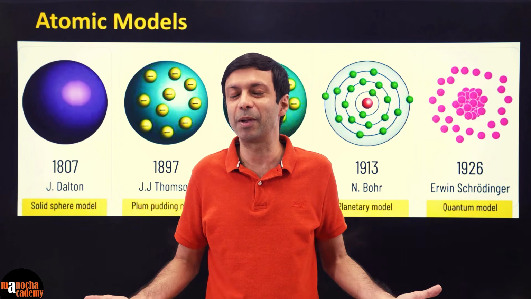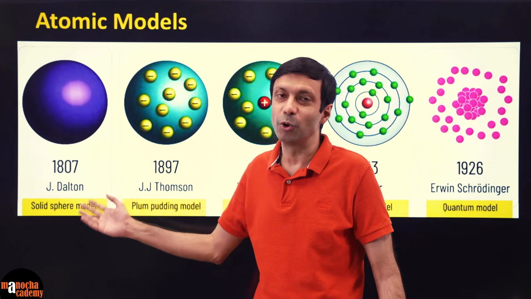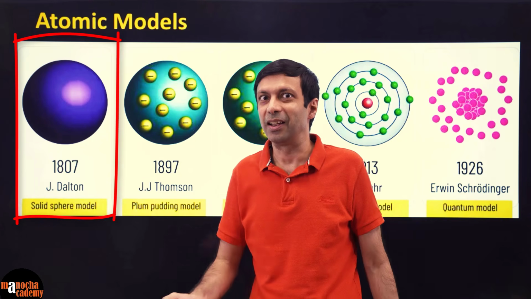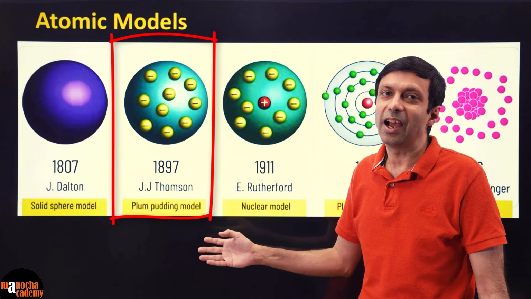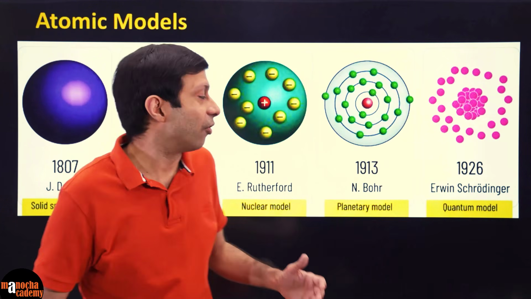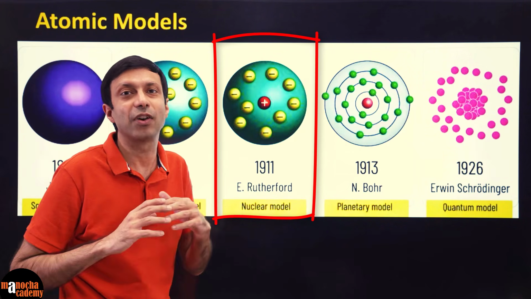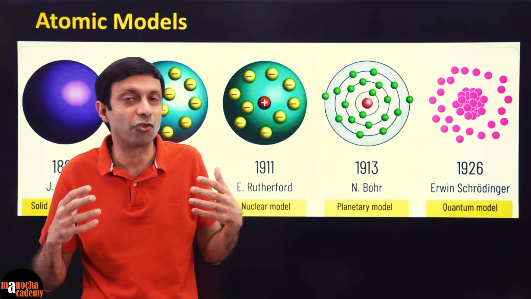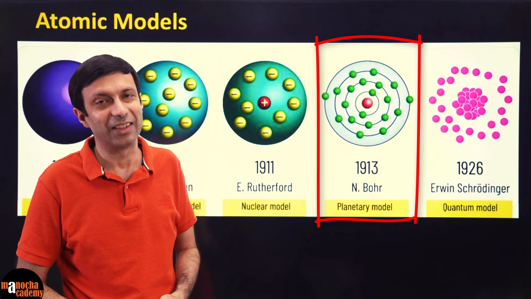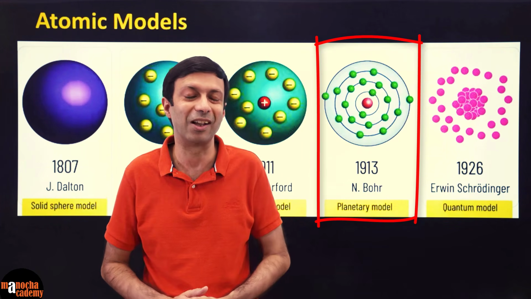Remember, there were many atomic models proposed over the years by the scientists. It all started with John Dalton proposing the model of the atom in 1807, where the atom was considered like a sphere. And then J.J. Thomson refined it and proposed the plum pudding model in 1897. Then a few years later, Rutherford proposed the famous nuclear model in 1911 with his alpha scattering experiment. Then we discussed there were drawbacks of Rutherford's model, which were corrected by Bohr's planetary model in 1913. And this is the model we have discussed, Bohr's planetary model or Bohr's atomic model, in this video.